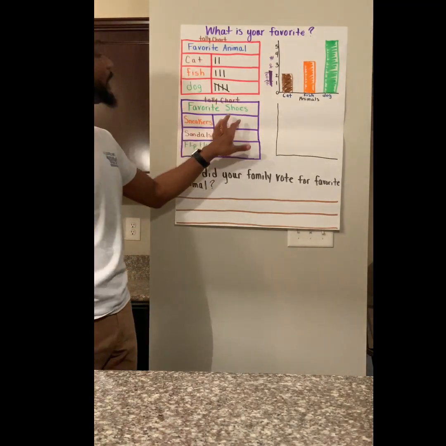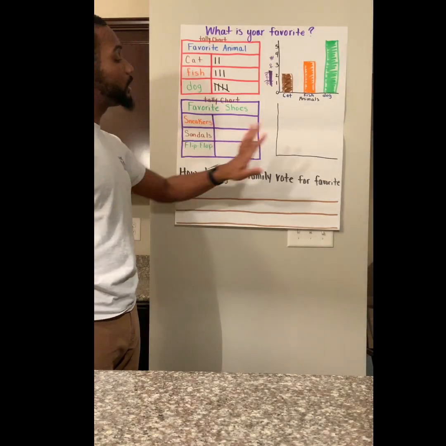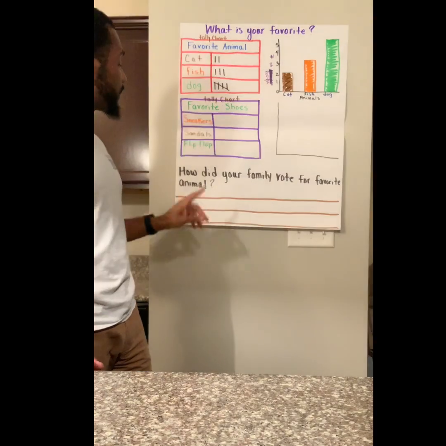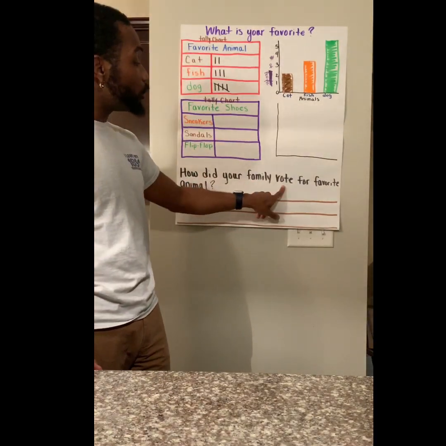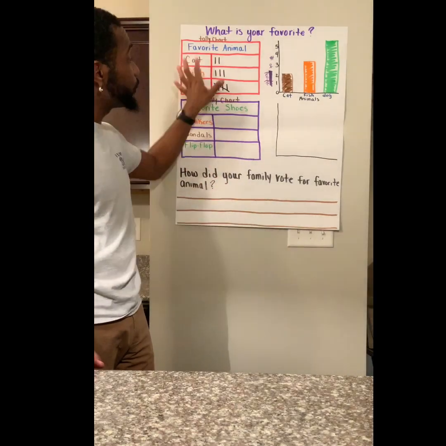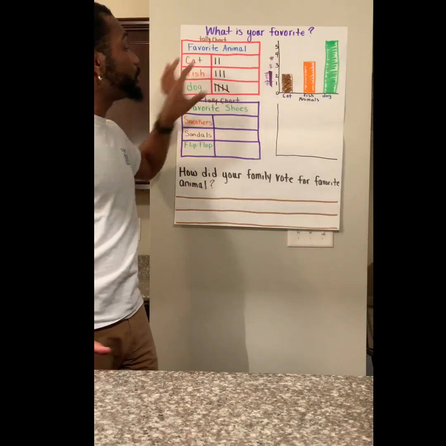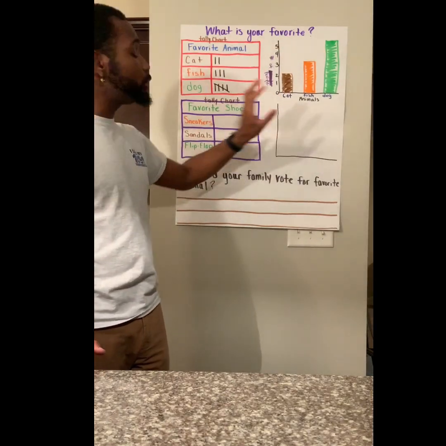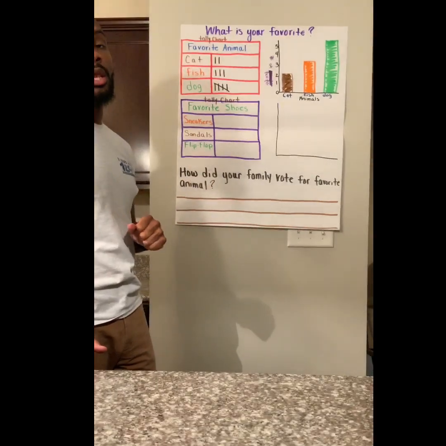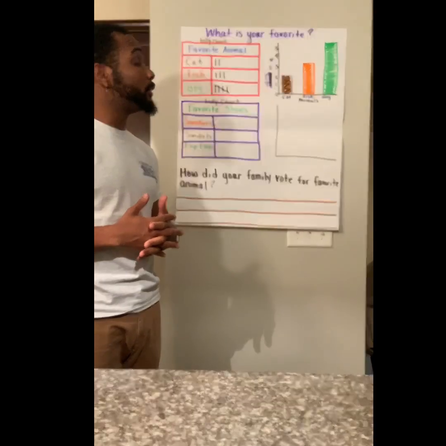And once you finish doing your tally chart for your family's favorite shoes, and doing a bar graph, you're going to come to the bottom and write 3 sentences about how your family voted for a favorite animal. So your question is based on the chart we did together. But you still need to do the tally chart for the shoes and write 3 sentences for the question below. If you have any questions, you can always reach out to your teacher and we'll help you, okay?